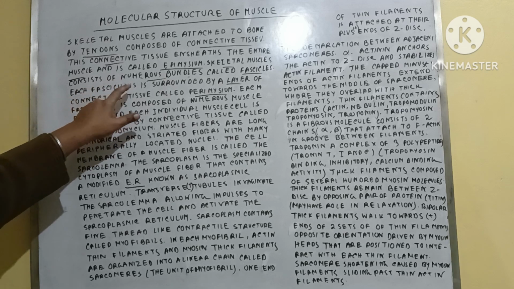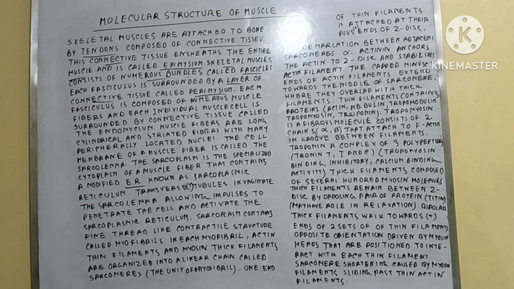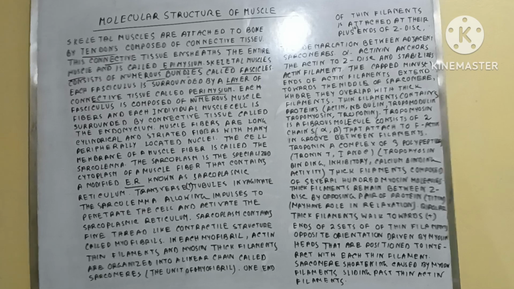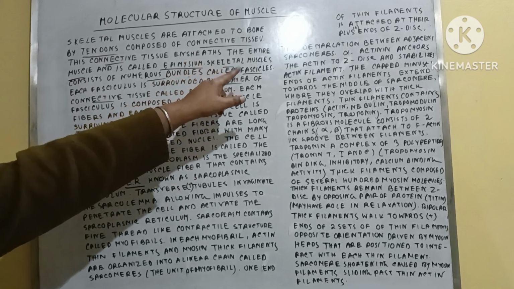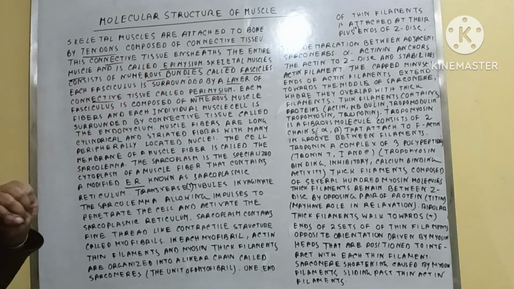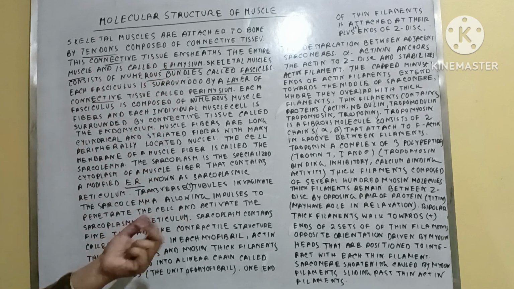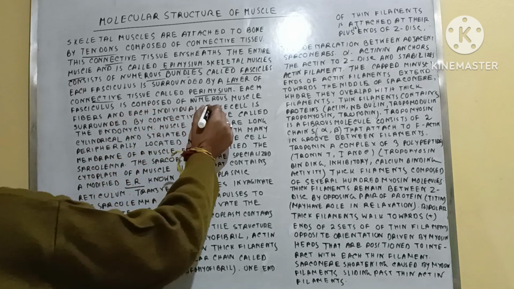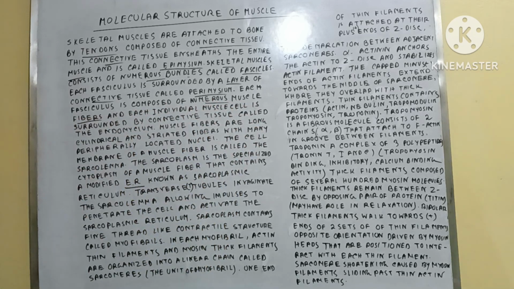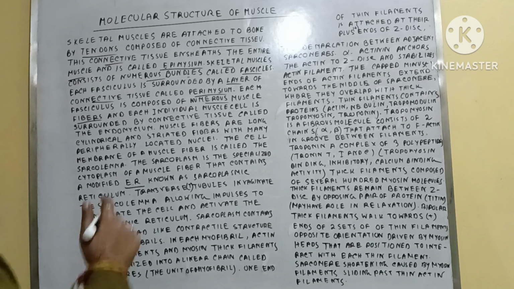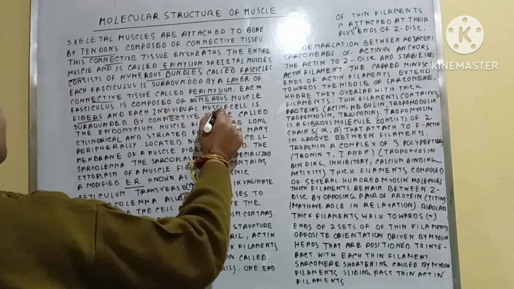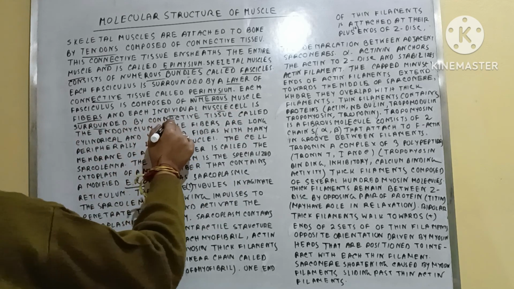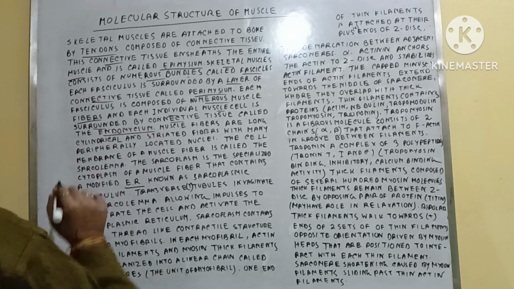And what are called the fascicles? Fascicles are the numerous bundles that the skeletal muscle consists of. And each fasciculus is composed of numerous muscle fibers, and each individual muscle cell is surrounded by a connective tissue. This is called the endomysium.